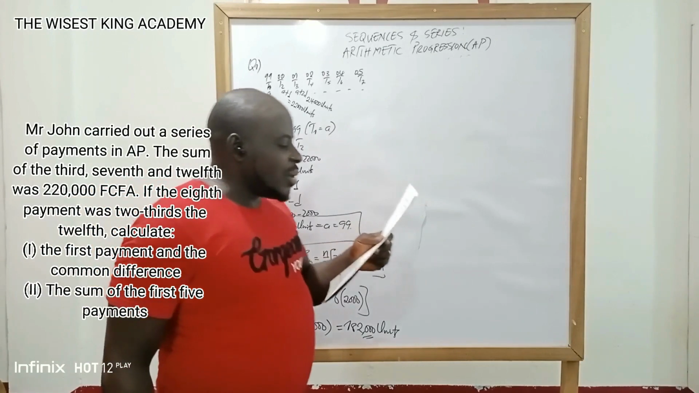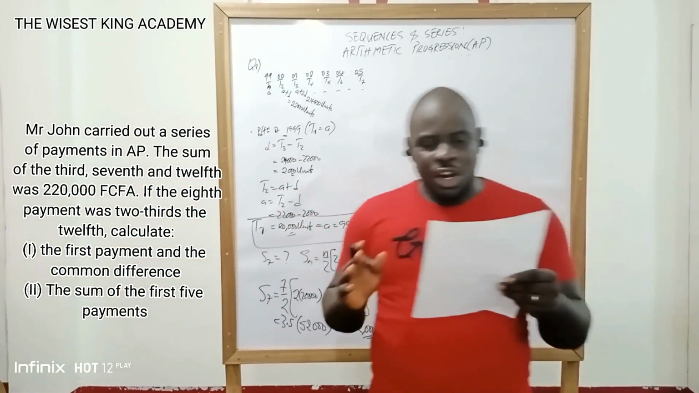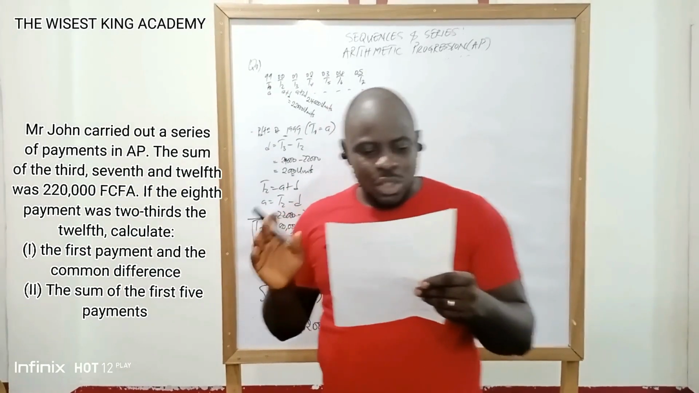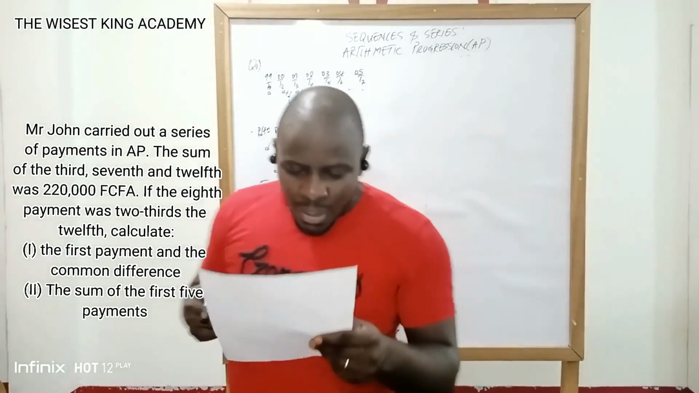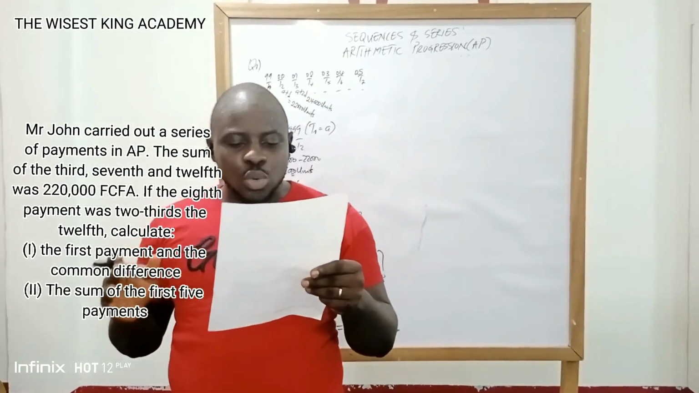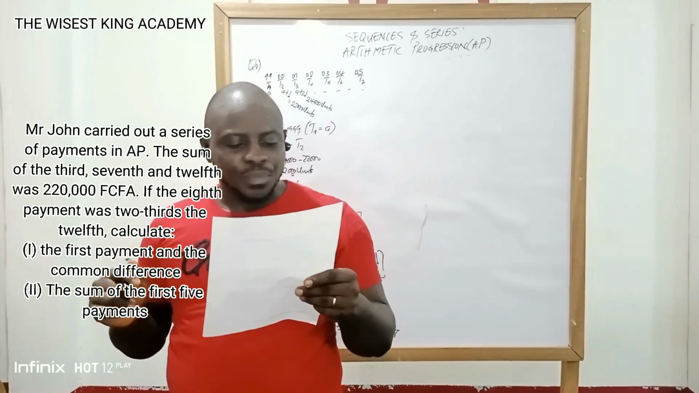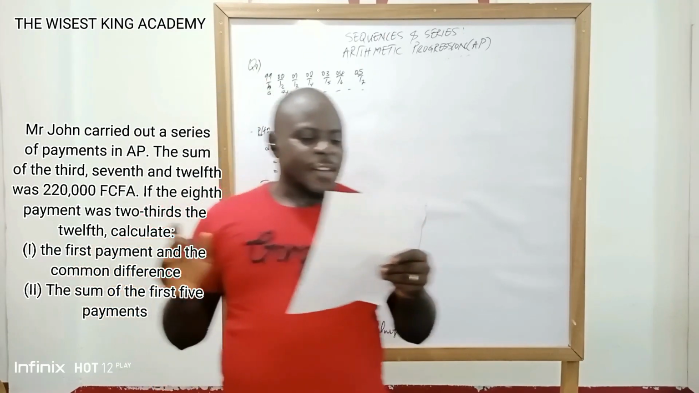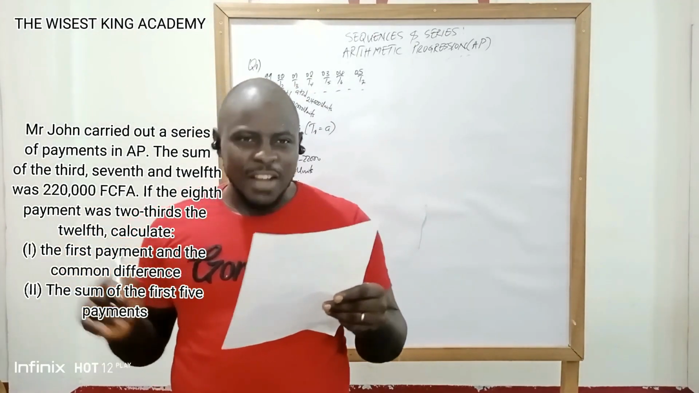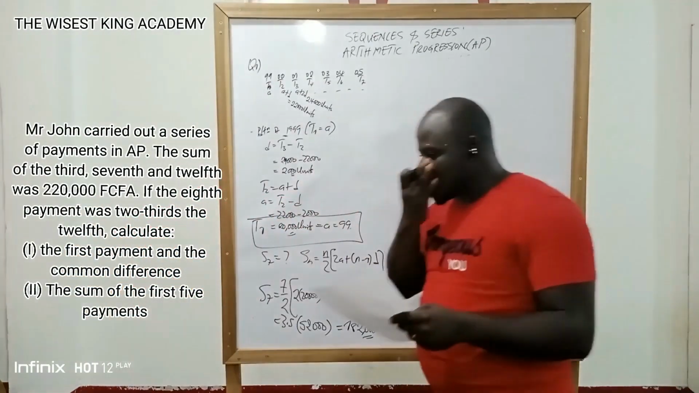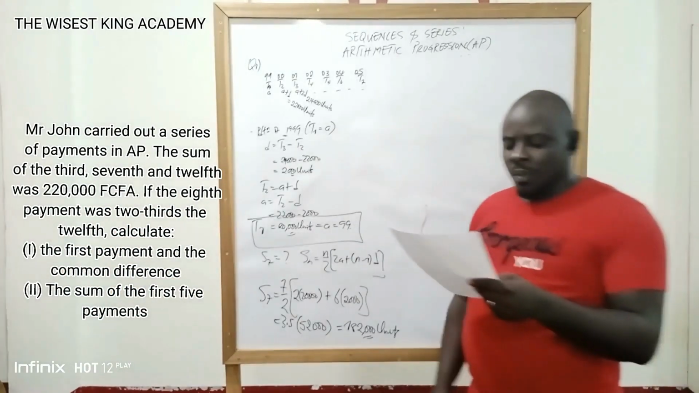Mr. John carried out a series of payments in April. The sum of the third, 7th, and 12th was 220,000 francs. If the 8th payment was two thirds of the 12th, calculate the first payment and the common difference, and hence the sum of the first 5 payments. Wow, this is a nice question to apply arithmetic progression.